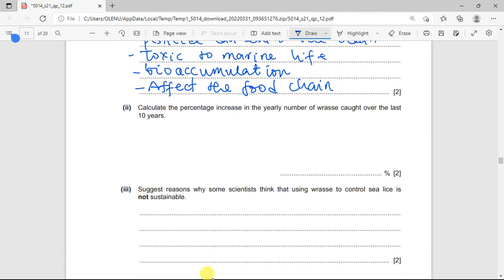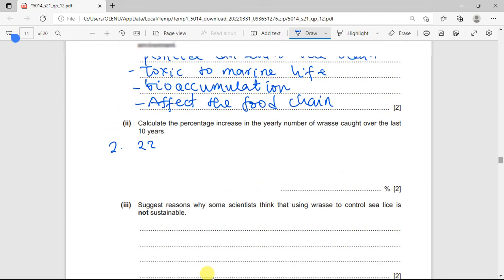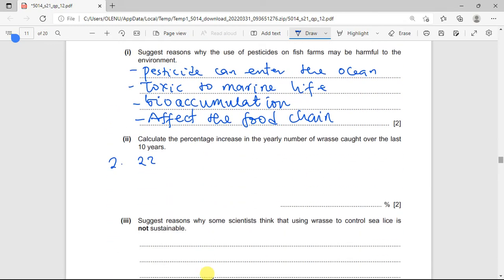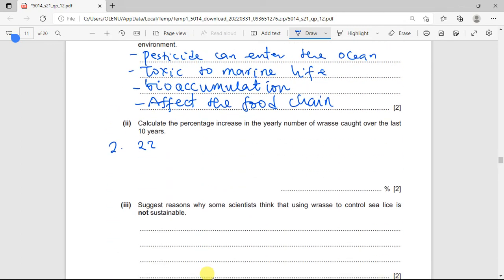Now, calculate the percentage increase in the yearly number of wrasse caught. Now, it increased from 2 million to 22 million. So your percentage increase, is it 2 to 22 or 2 to 20? 2 to 22 million. So percentage increase will be the 22 million.